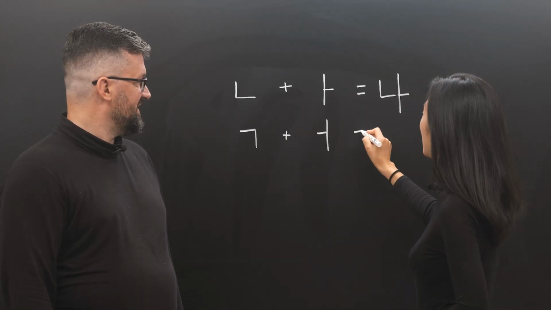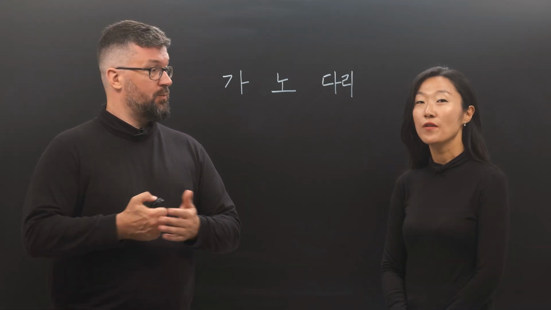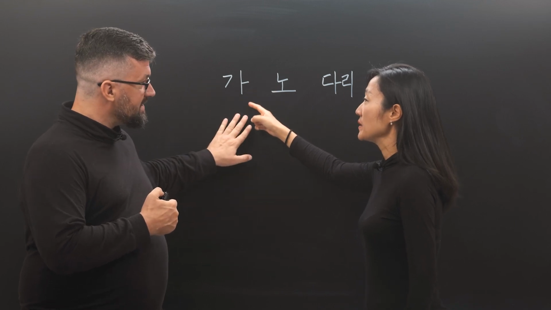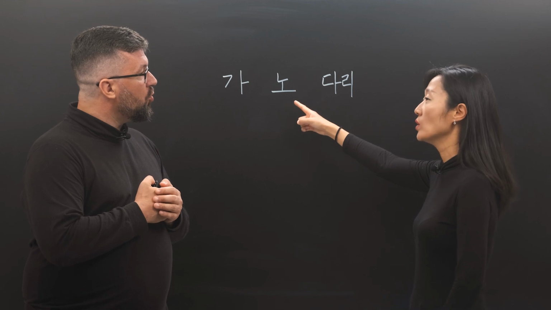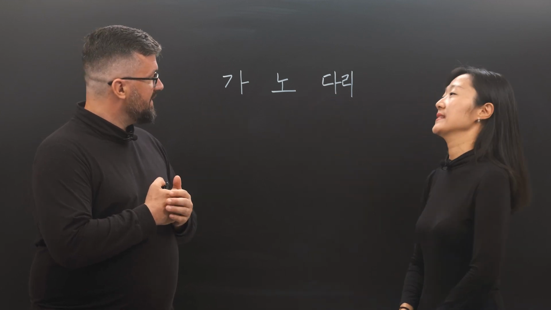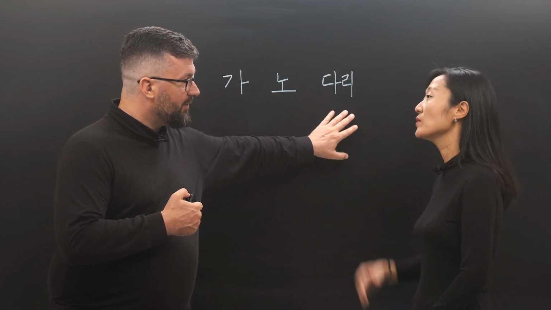In the last 2 lessons, we learned how to combine consonants and vowels to form simple syllables. We learned that the minimum requirements for a syllable are 1 consonant and 1 vowel. So every syllable needs a consonant and a vowel. For example, 가, ㄱ plus 아. Consonant plus vowel. This is 1 syllable. And 다리 is 2 syllables. 1 syllable 다, 1 syllable 리. Consonant, vowel, consonant, vowel.